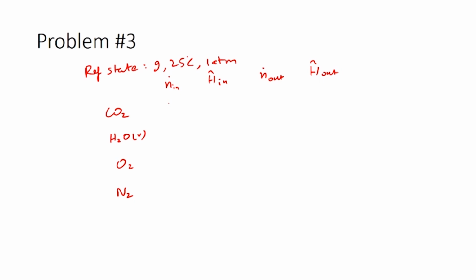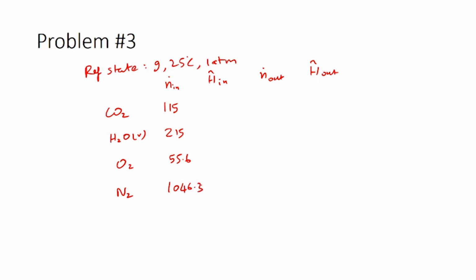The reference state used for that table is gas at 25 degrees Celsius and 1 atmosphere, and this would apply for all the components in the system. So, the components you have would be carbon dioxide, water vapor, oxygen and nitrogen. So, you would have n dot in, H hat in, n dot out and H hat out. The n dot for carbon dioxide is 115, for water vapor it is 215, for oxygen it is 55.6 and for nitrogen it is 1046.3.